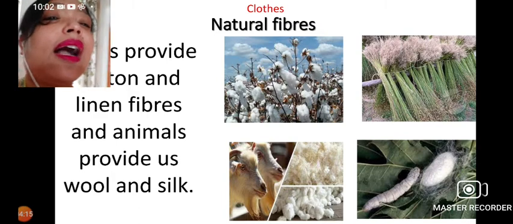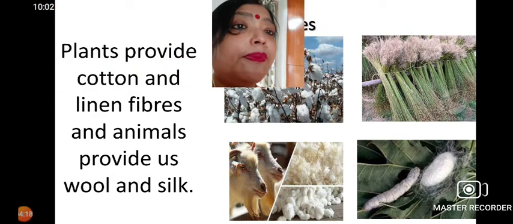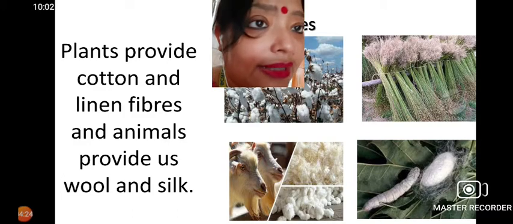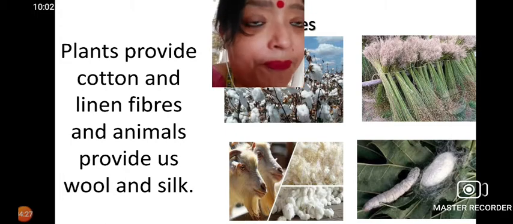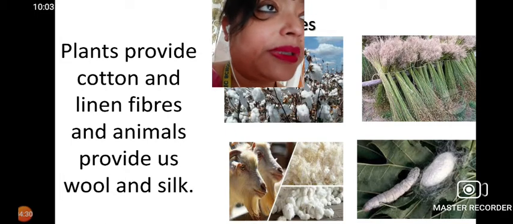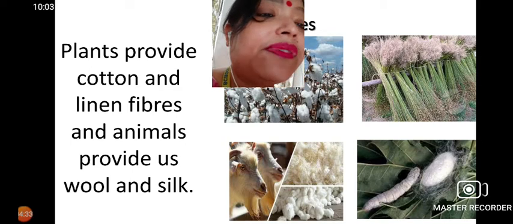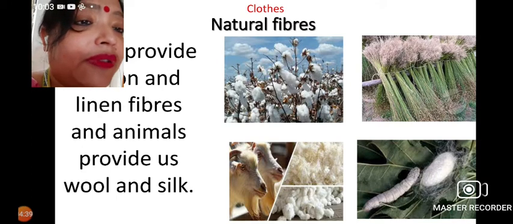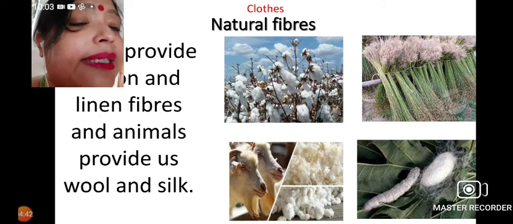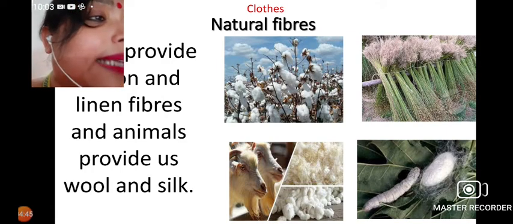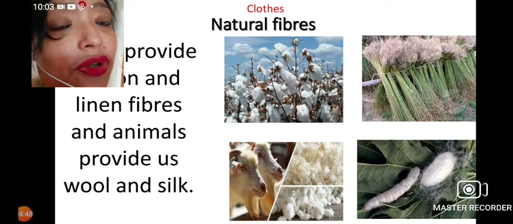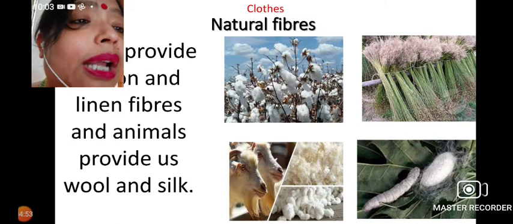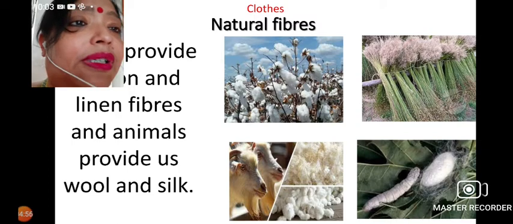The plants generally provide us the cotton and linen, and animals provide the wool, which is obtained from the sheep, and silk, which is obtained from the silkworm. So for the plant fiber, here we can see the pictures of the cotton and the jute. And the animal fiber is the wool, given by the sheep, and also the silk, which is given by the cultivation of the silk moth, that is the silkworm. So these all are examples of the natural fiber.